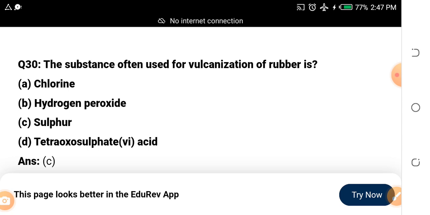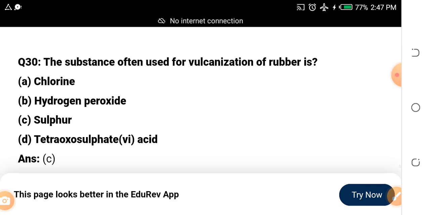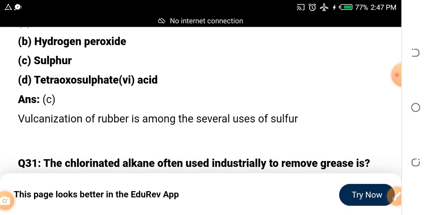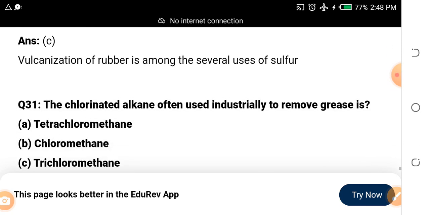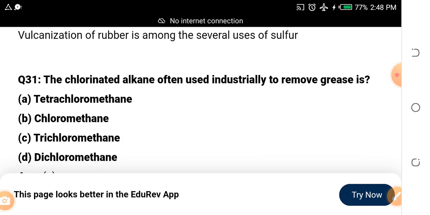A. Chlorine. B. Hydrogen peroxide. C. Sulfur. D. Tetraoxosulfate(VI) acid. The answer is C. Sulfur. For vulcanization of rubber, sulfur is often used. Vulcanization of rubber is among the several uses of sulfur. Please don't forget it. Write it somewhere at the back of your memory. Okay? That's question 30. Let's look at question number 31.